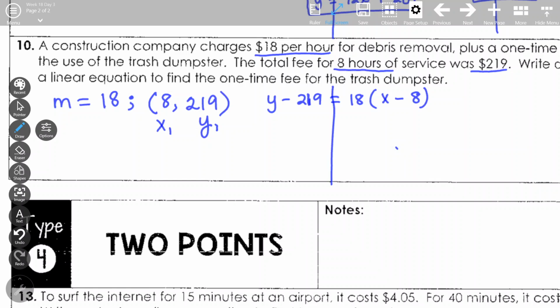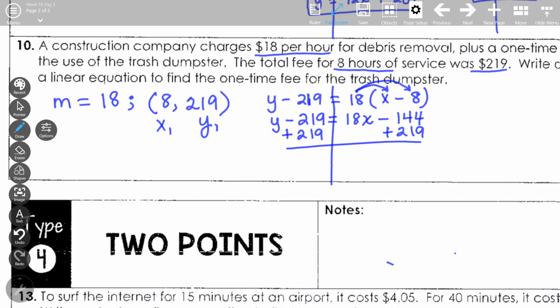We're going to solve for y. We're going to bring this down. y minus 219 equals. Now, we've got to go through here and distribute through. Okay? When we distribute through, we've got 18 times x is 18x. Put this in your calculator if you don't know. 18 times negative 8, well, a positive times a negative is a negative. 18 times 8 is 144. Now, we're going to add 219 to both sides because our goal is to get y by itself. If we do it to one side, we do it to the other. So these two are going to cancel. y equals 18x. And then we've got to say negative 144 plus 219.